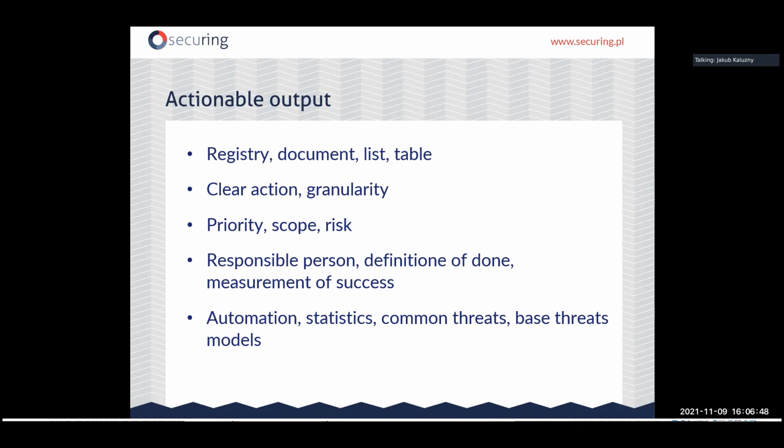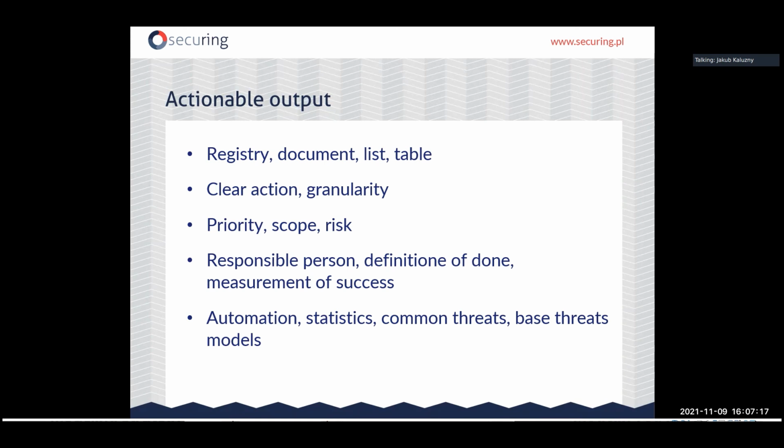We want to assign some priority, scope of a particular product or an element of the system, right? We can assign a risk, potential risk, to the potential threat, right? And then we can have responsible people for that. We want to have some definition of done. So if we assign an action to mitigate a threat, we want to have someone being responsible for that, and we want to define if that threat was actioned or not, right?